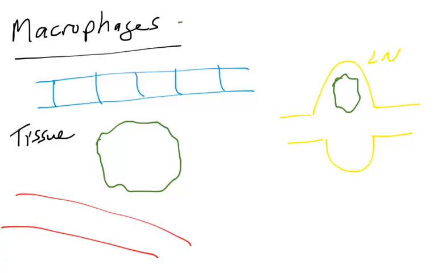Let's talk about macrophages. Macrophages are part of the innate immune response. They are ready in a moment's notice to recognize a pathogen, attack a pathogen, and help the immune system. So let's go over some facts about macrophages.